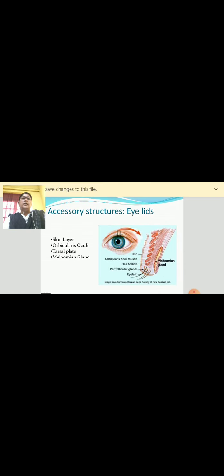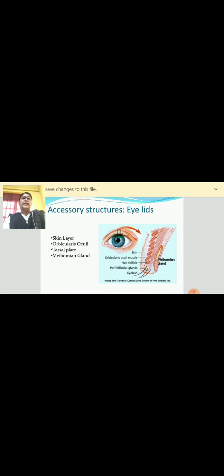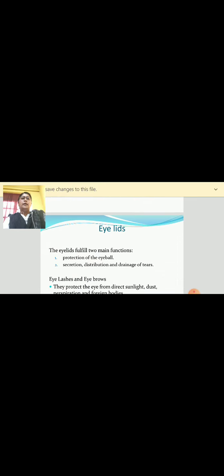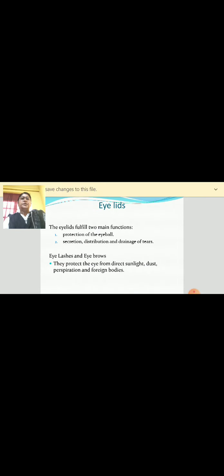Now, in the accessory structures we have eyelids, eyebrows, eyelashes and the lacrimal apparatus. In the eyelids we have, from outside inside, the skin layer, orbicularis oculi muscle, tarsal plate and meibomian gland. The eyelids help in protection of the eyeball and in secretion, distribution and drainage of tears. They protect the eye from direct sunlight, dust, perspiration and foreign bodies.